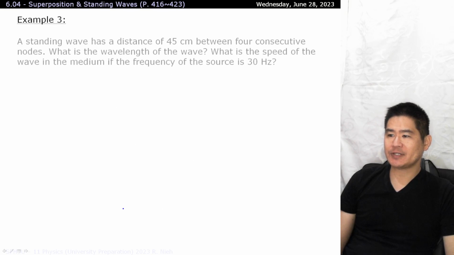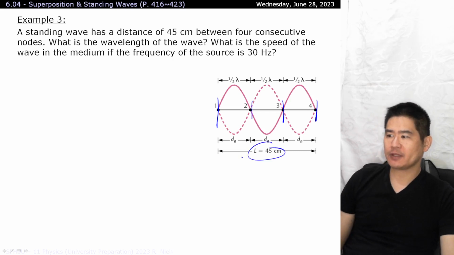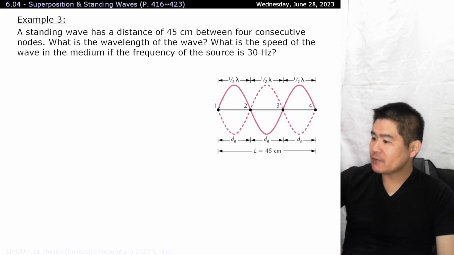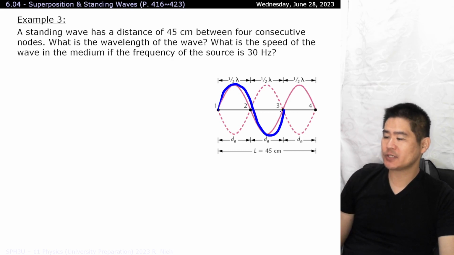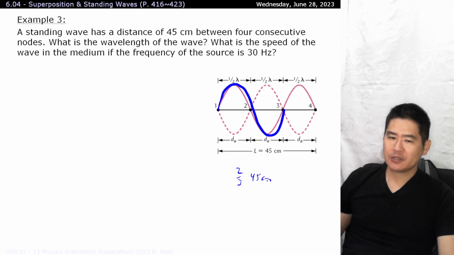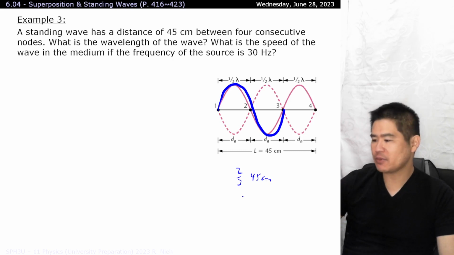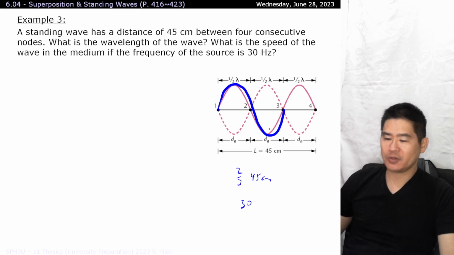All right, last example, number 3. A standing wave has a distance of 45 centimeters between 4 consecutive nodes. So that adds up to 45 centimeters. What is the wavelength of the wave, and what is the corresponding speed? Now, as for the full wavelength, I think you could see that if you draw out the full physical picture. This works out to 2/3 of 45 centimeters. So 45 times 2 is 90. 90 divided by 3 gives you 30. So it works out to 30 centimeters. That's quick and easy to figure out if you have a visual aid.